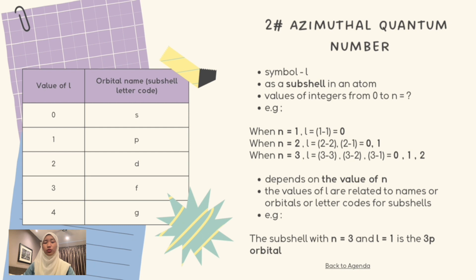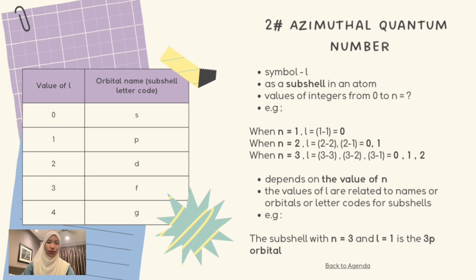When n equals 2, we have 2 subshells, which is 2 minus 2 and 2 minus 1, so the subshells are 0 and 1. For n equals 3, we have 3 subshells because it's the third shell. So we have 3 minus 3, 3 minus 2, and 3 minus 1, which is 0, 1, and 2. So the number of subshells depends on the value of n.